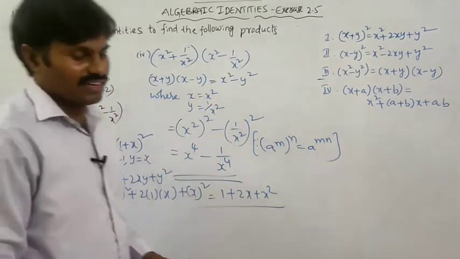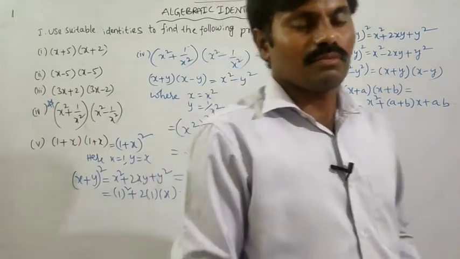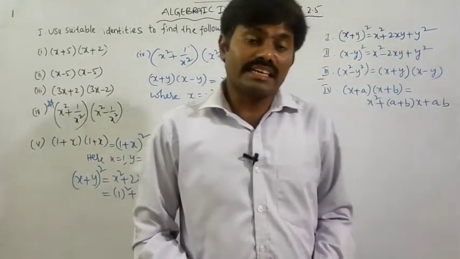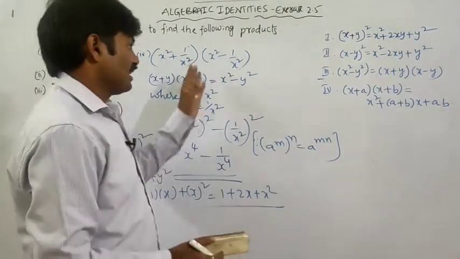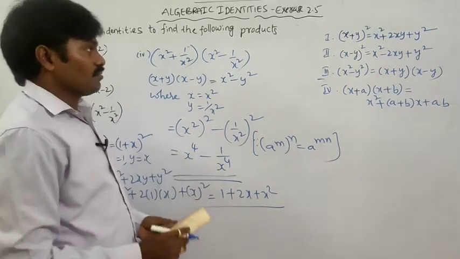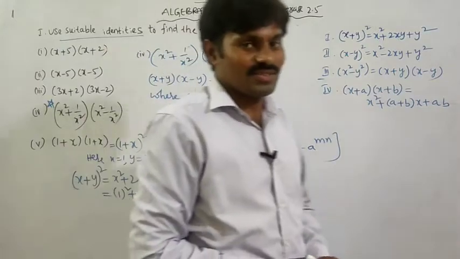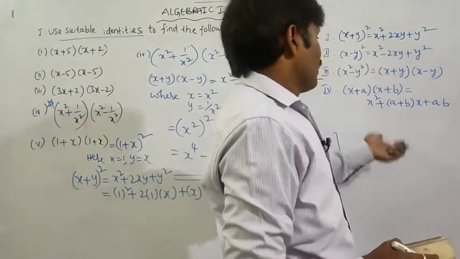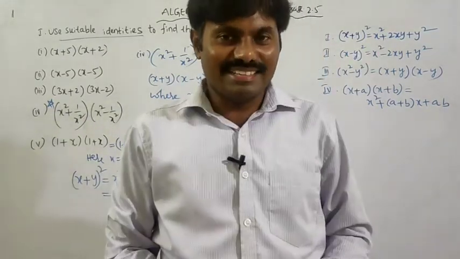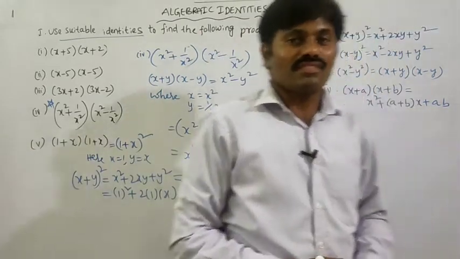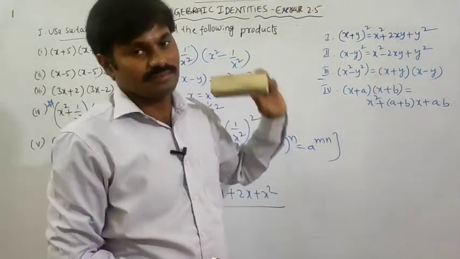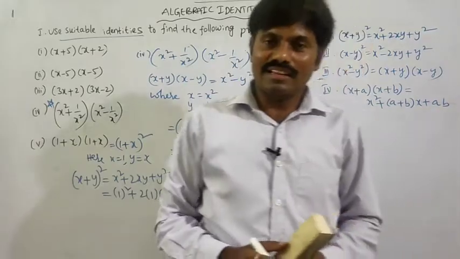So like this we can find products very easily using identities. Of course my dear students, you can apply the distributive property here also, but they ask us to use suitable identities to find these products. So that is why I have applied these identities, because our topic itself is algebraic identities. Okay, right? Are you clear about this?